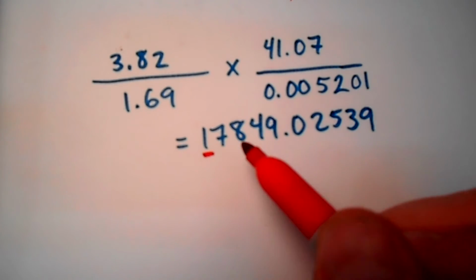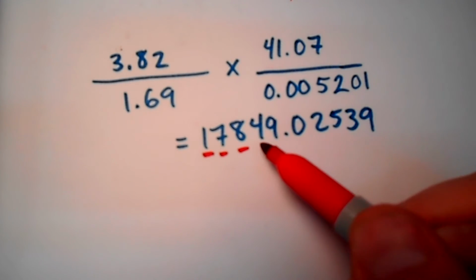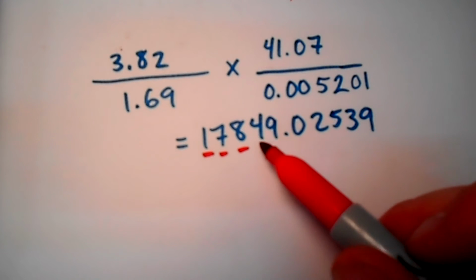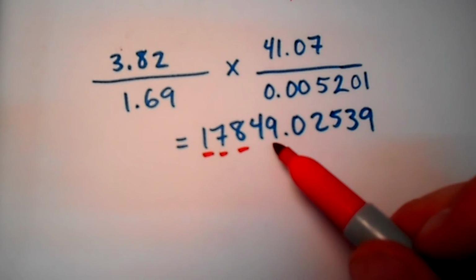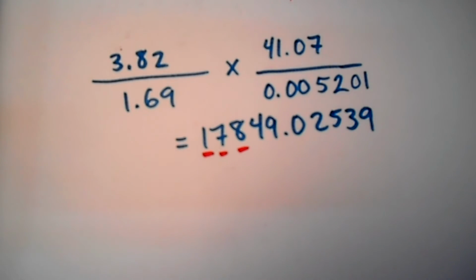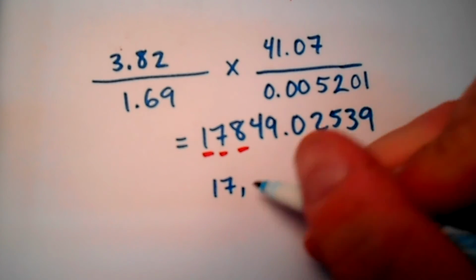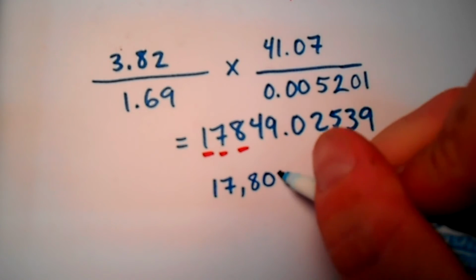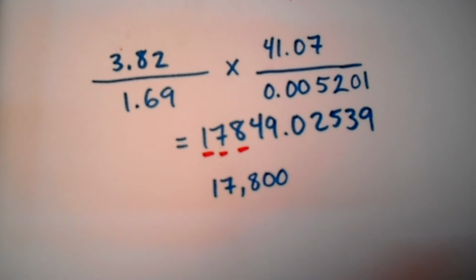So here's my first, here's my second, here's my third, and then the next number is not 5 or above. Look at that. I didn't plan that, but it's really close to being it, but it's just not close enough. So I'm going to have to call this, when rounded, 17,800. And there's my answer with 3 sig figs.